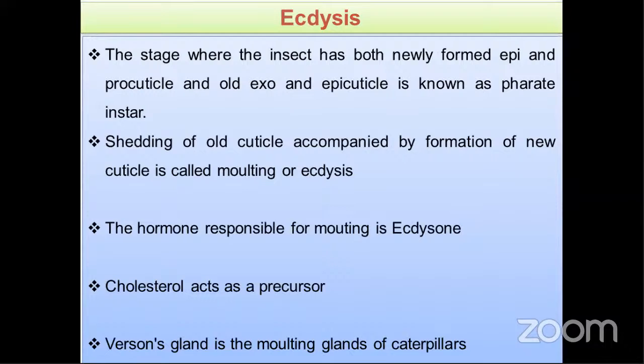The hormone which is responsible for molting is ecdysone, and cholesterol acts as a precursor for the synthesis of ecdysone. Like that, in case of caterpillars, there is Wesner's gland, also Watson's gland. Wesner's gland is different, it is present in the case of honeybees, in honeybee pheromones. Watson's gland is different, it is present in the caterpillars.